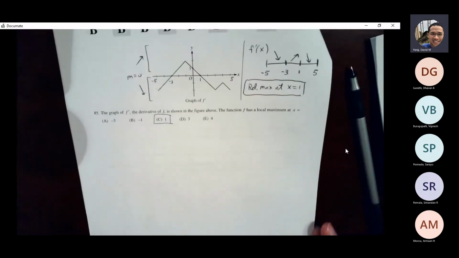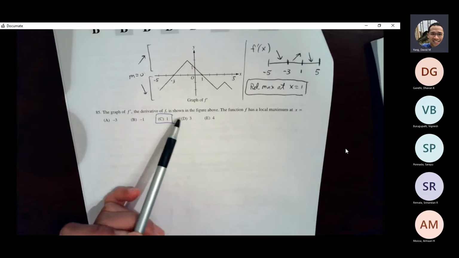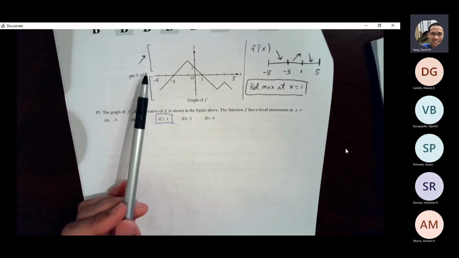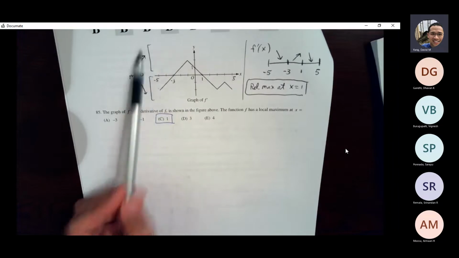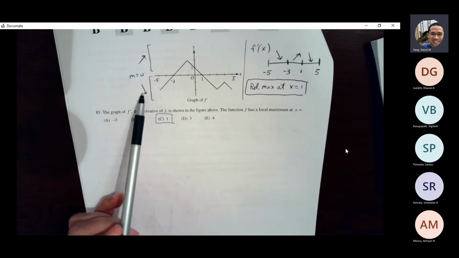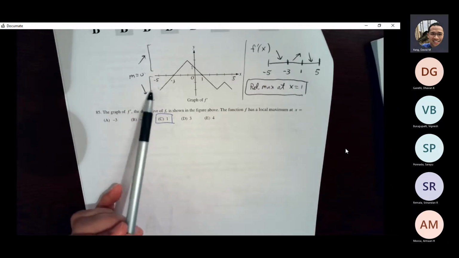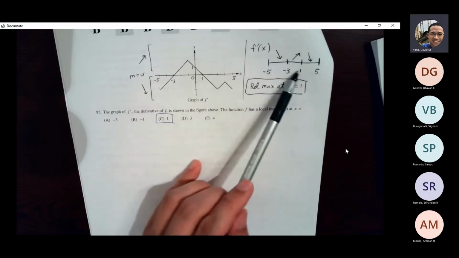Okay, more derivative graphs. The graph of f prime is shown. Where's the local maximum? As soon as I see a derivative graph, I like to go ahead and label what I'm dealing with here. Above the x-axis is positive slope. Below the x-axis is negative slope. On the x-axis is slope 0. So my critical points, my relative max and relative min, will be at negative 3 and 1.